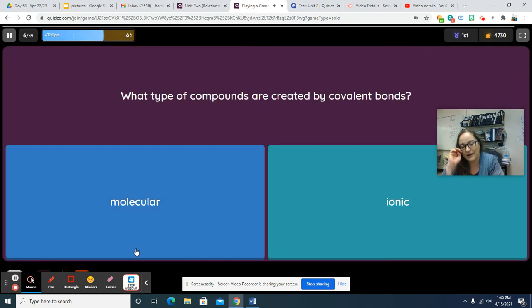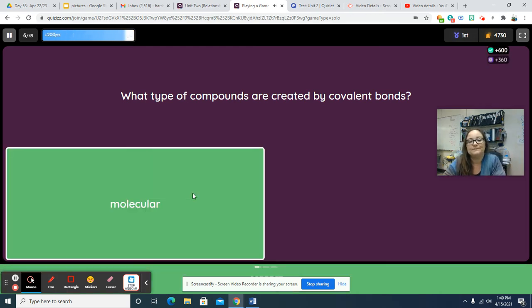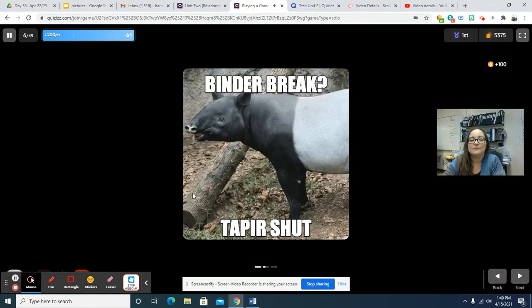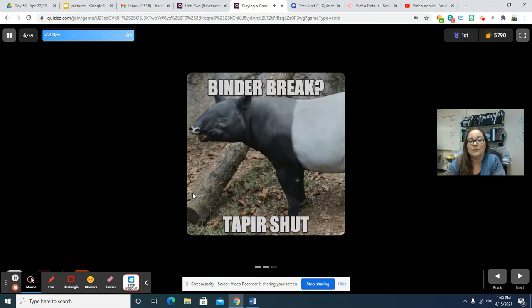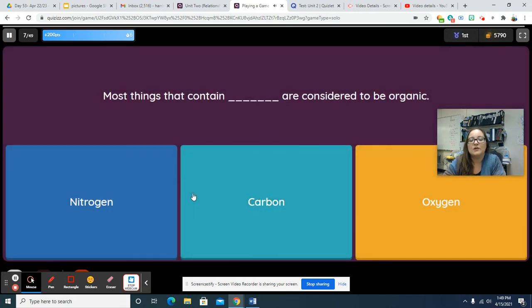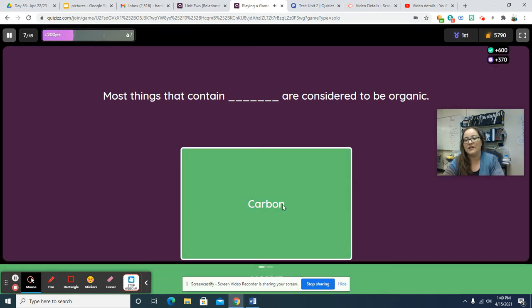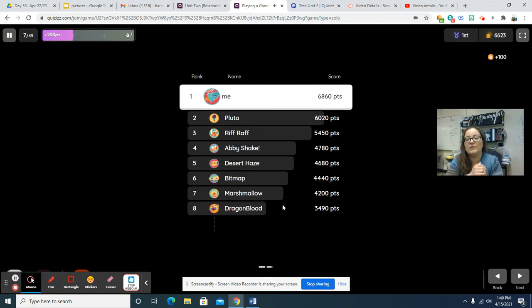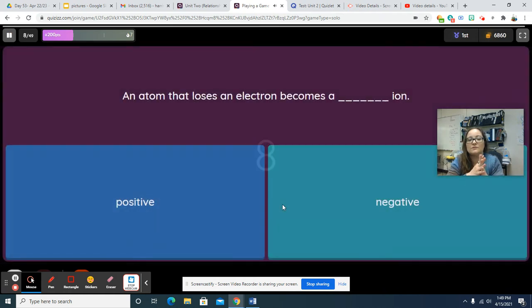What type of compounds are created by covalent bonds? So ionic, covalent, molecular. Most things that contain which element are organic? Carbon is the one that we need for it to be organic. We are carbon-based life forms.